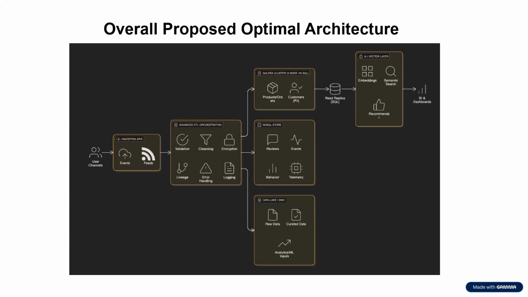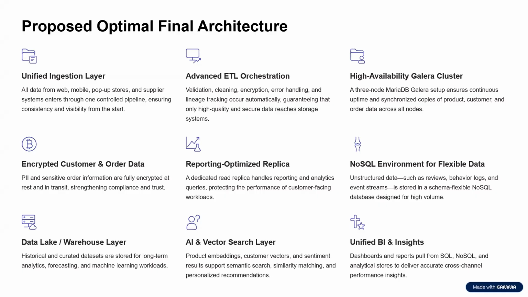So basically, this architecture is scalable, secure, and AI ready because we have some raw data in our data lake and in our Galera cluster, which is being fed to the vector layer to turn into embeddings, which can help us in semantic search and recommendations, and then it can be given to the analysts for some data analysis.